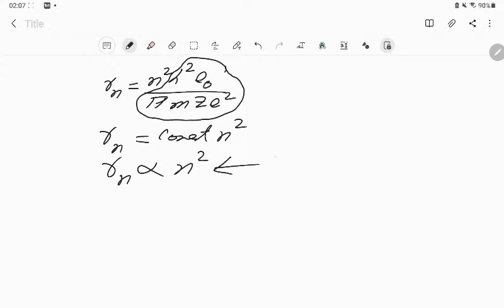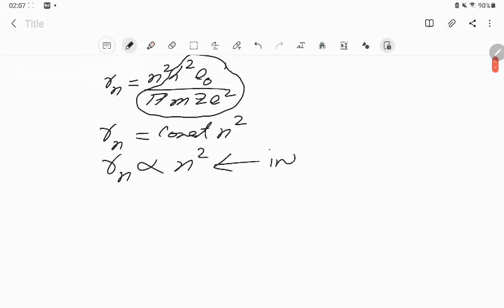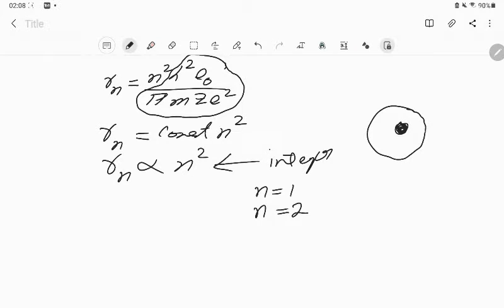This n is an integer, or it denotes the orbit. In which orbit? If it is in the first orbit, n equals 1. Second orbit, n equals 2. So suppose this is the nucleus, this is the first orbit, so here n is equal to 1. If the electron is in the first orbit, then we will use n equal to 1. If the electron is in the second orbit, then we will use n equal to 2.